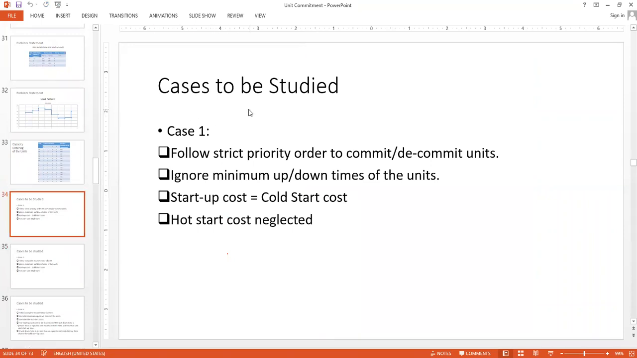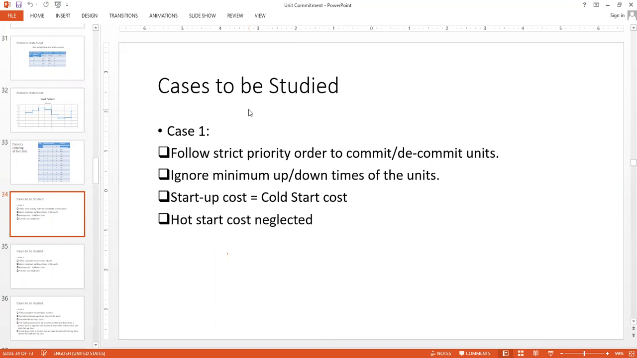Okay, so there are several cases that we are going to take into consideration. We start with case number 1. So in case number 1, what we do, we actually follow the strict priority ordering. Okay, so what is priority ordering? We have already said. Then the next point, we are going to ignore the minimum uptime and downtime of the units.